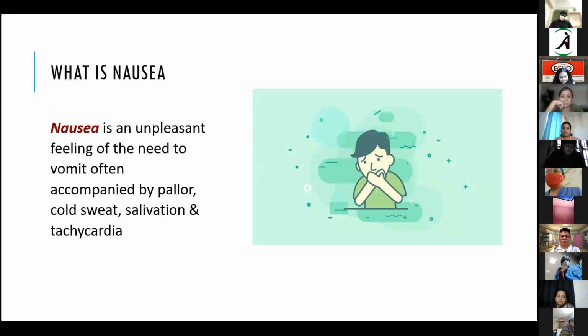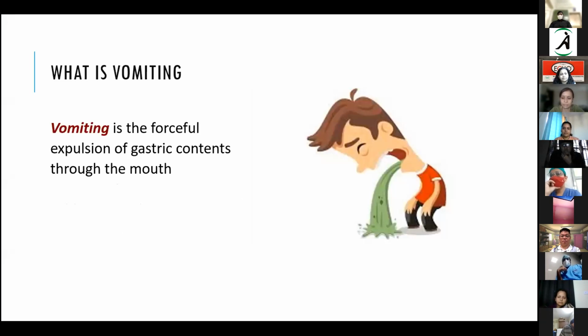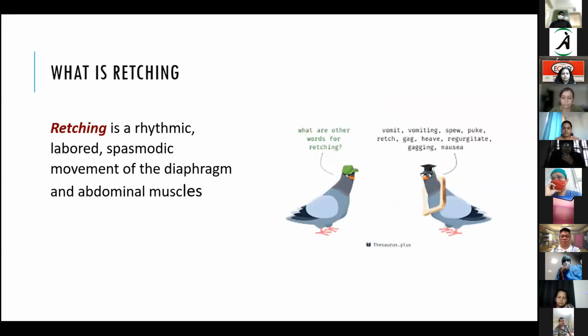Basic definitions in the start. What is nausea? It's an unpleasant feeling or the need to vomit. It is often accompanied by deep salivation, cold sweating, sudden pallor or feelings of tachycardia. Vomiting is a physical process of the forceful expulsion of contents, whereas retching is preceded by nausea along with rhythmic labored spasm of the muscles of the diaphragm and the abdomen, and may not eventually lead to vomiting at times.